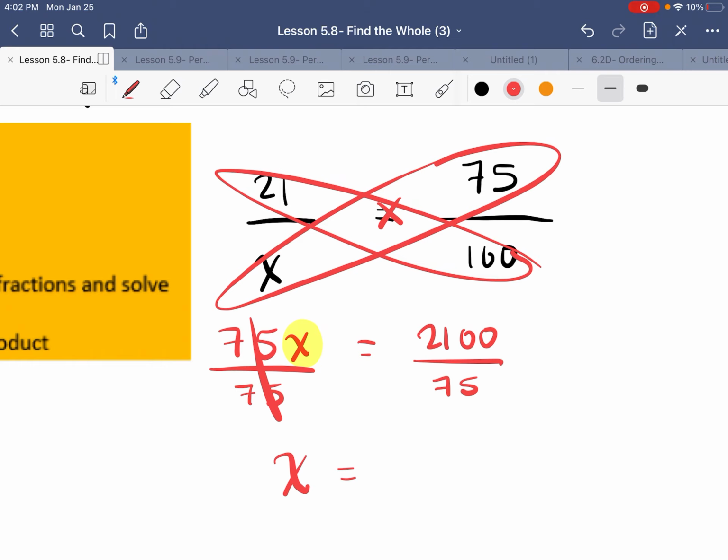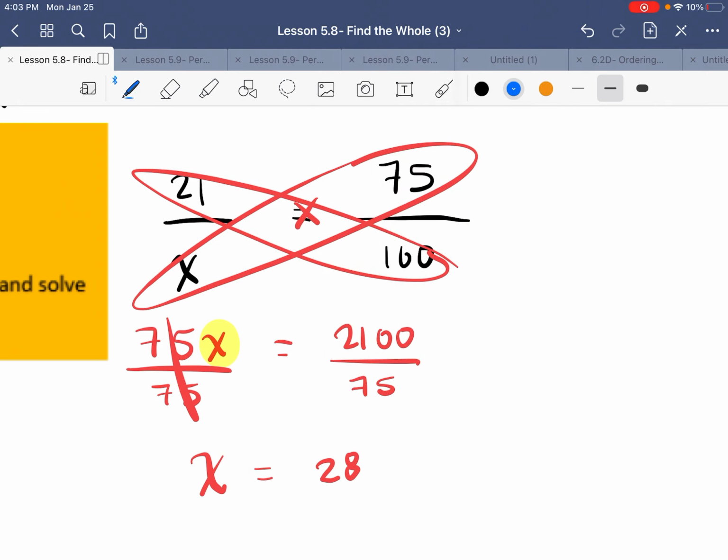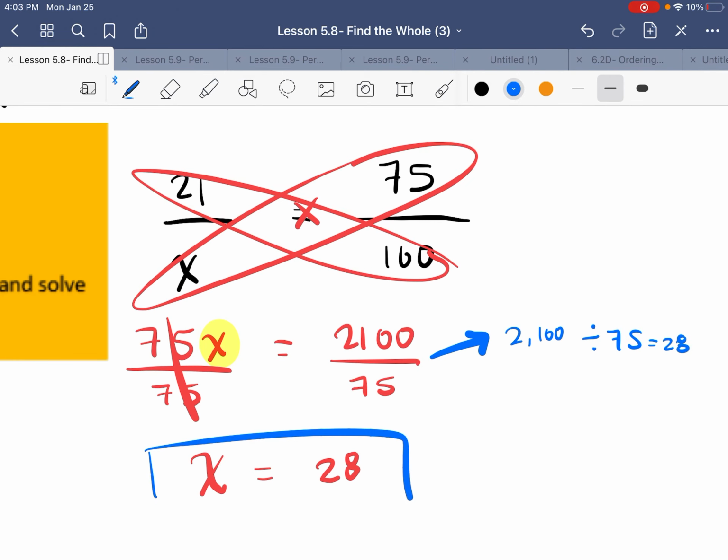And when I do 2,100 divided by 75, that gives me 28. So I want to make a note to you that this just means 2,100 divided by 75, and that equals 28. So I have this here now.